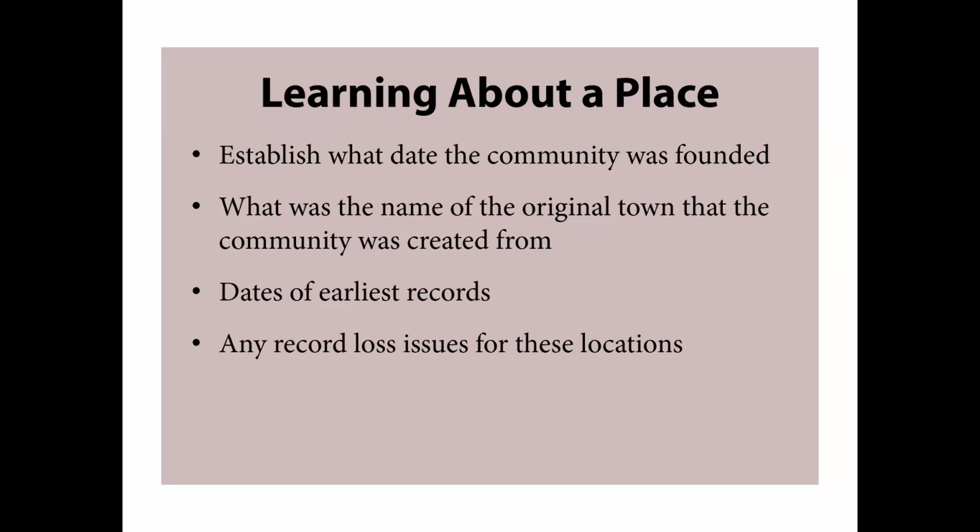Maybe there was not a settled town clerk or a church sexton to record records. Maybe there was a disaster like a fire, or maybe the records are just not in the community and they've been placed in a county or a state archive for safekeeping. Any record loss issue for these locations is important to know because if you start looking, say if you're on FamilySearch and you find that, wow, nothing goes back beyond 1916, if you don't find a record online, I'm going to give you a couple of places that you can search.